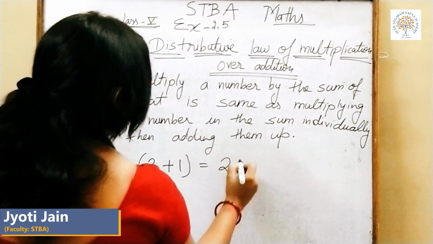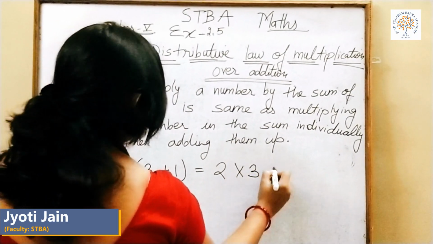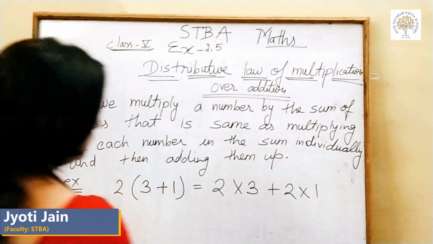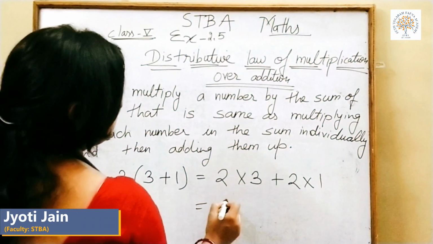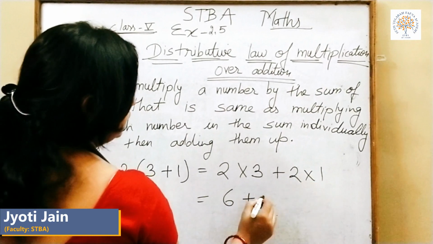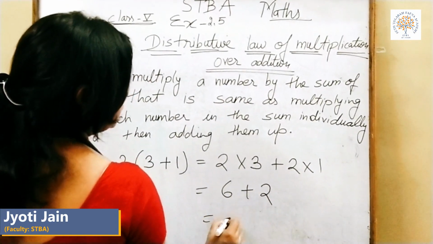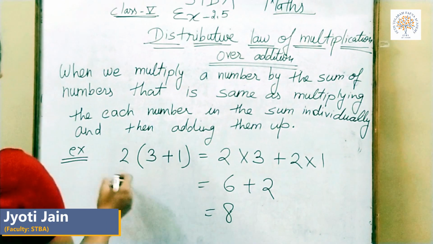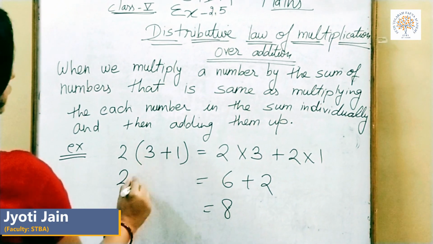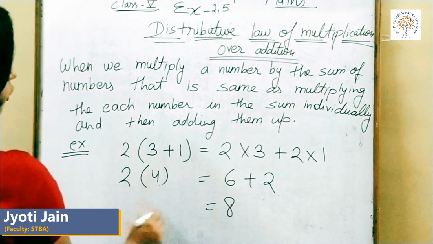that can be written as 2 multiplied by 3 plus 2 multiplied by 1, or 2 3s are 6, 2 1s are 2. So 6 plus 2 is 8. Okay, and on this side, 3 plus 1 is 4, and 4 2s are 8.